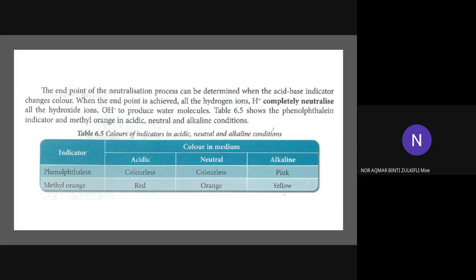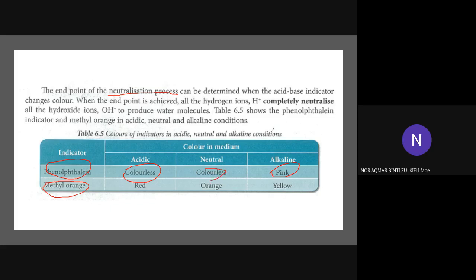Next, actually the neutralization process, we can determine by the process of titration. Actually we have the experiment. During the experiment I will explain more, but this one is about the color changes. What happens if we do the experiment using phenolphthalein and methyl orange? If the solution from the experiment goes from colorless and then turns pink, that means the solution is alkaline.